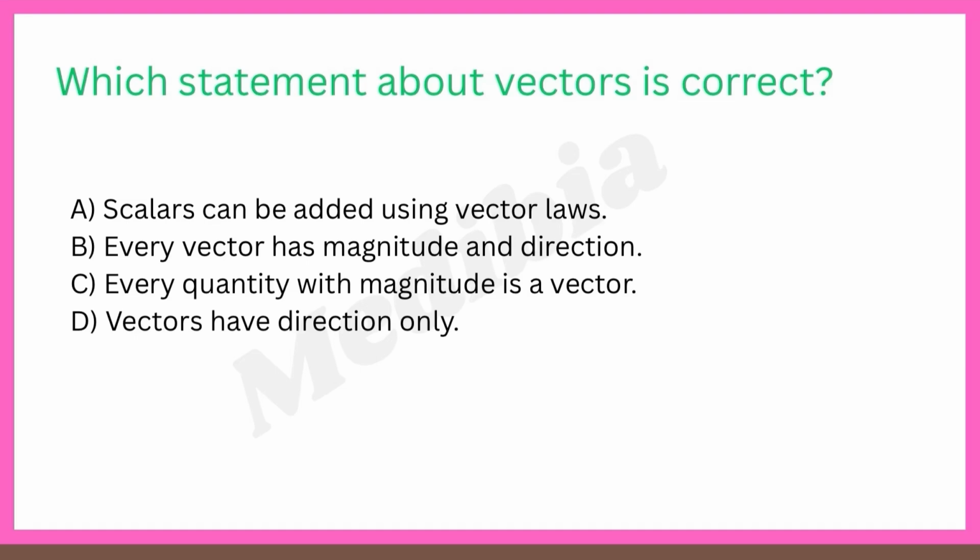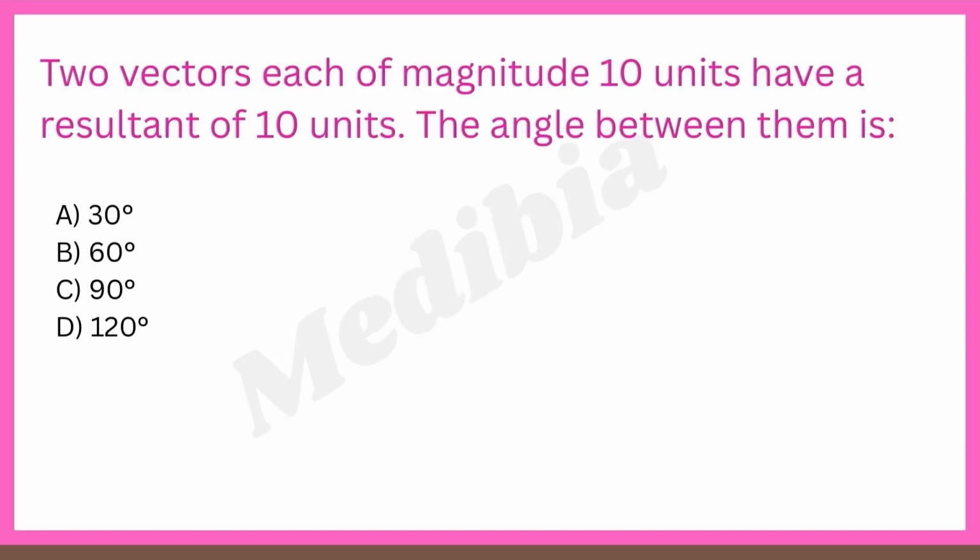Which statement about vectors is correct? Scalars can be added using vector laws. Every vector has magnitude and direction. Every quantity with magnitude is a vector. Vectors have direction only. Two vectors, each of magnitude 10 units, have a resultant of 10 units. The angle between them is: 30 degree, 60 degree, 90 degree, 120 degree.